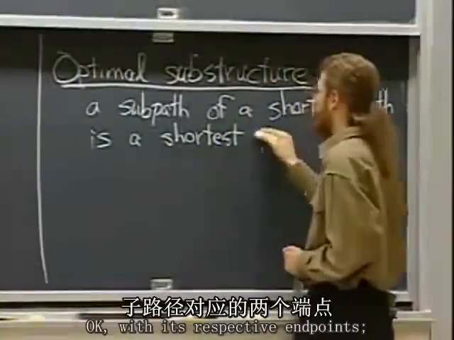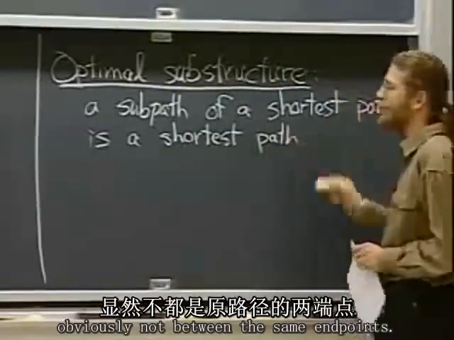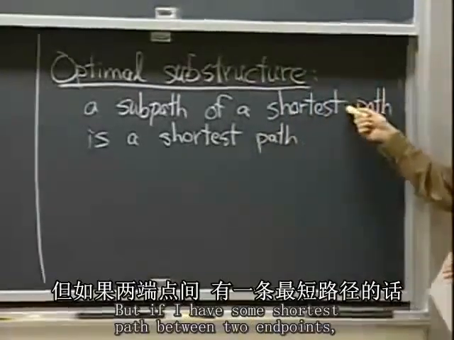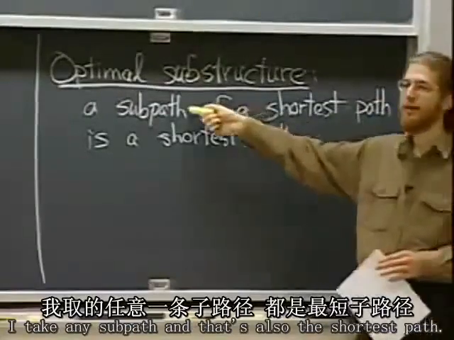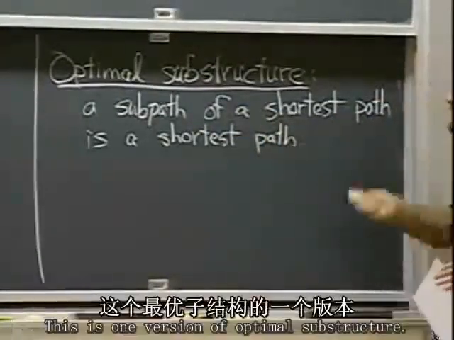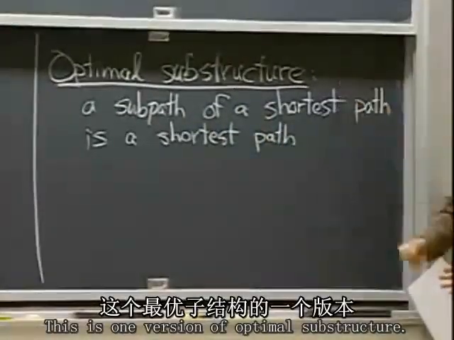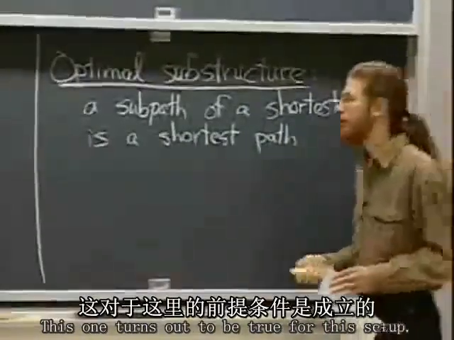Okay, with its respective endpoints. Obviously not between the same endpoints, but if I have some shortest path between two endpoints, I take any subpath, that's also a shortest path. This is one version of optimal substructure. This one turns out to be true for this setup.